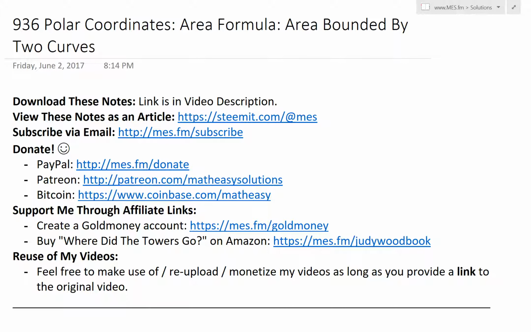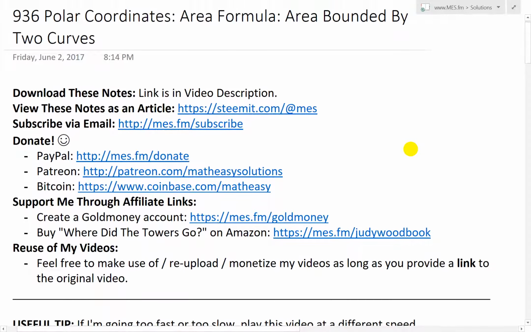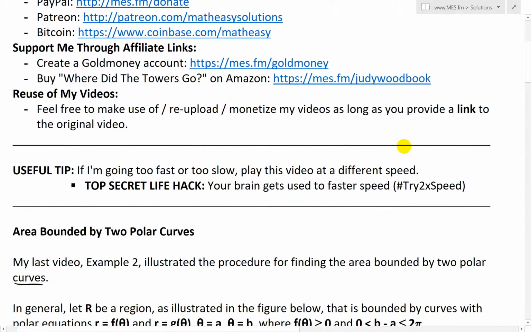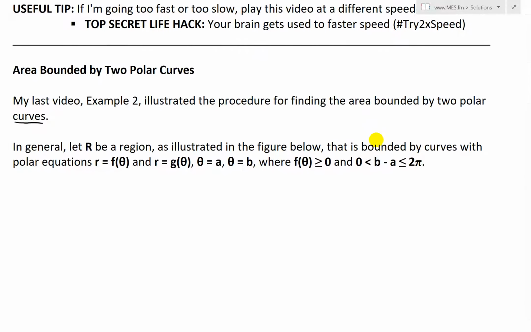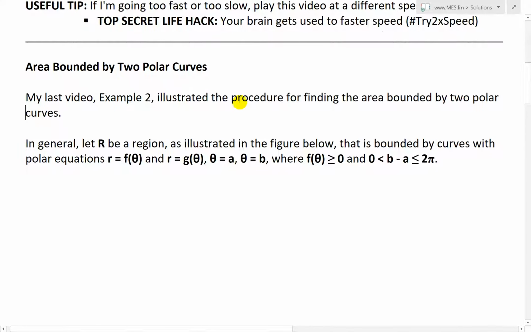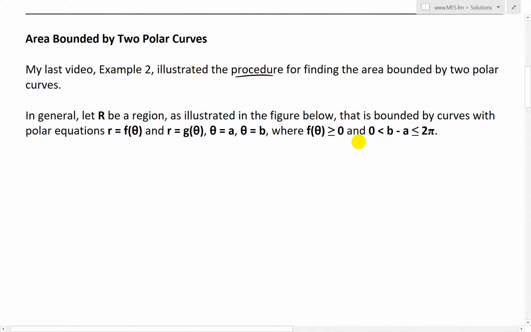Time to discuss further into polar coordinates and look further into the area formula, and now look at a general formula for the area bounded by two curves. So let's just jump right in. So the area bounded by two polar curves: in my last video, example 2, illustrated the procedure for finding the area bounded by two polar curves. That was basically an example, and now we'll look at it in more general terms.